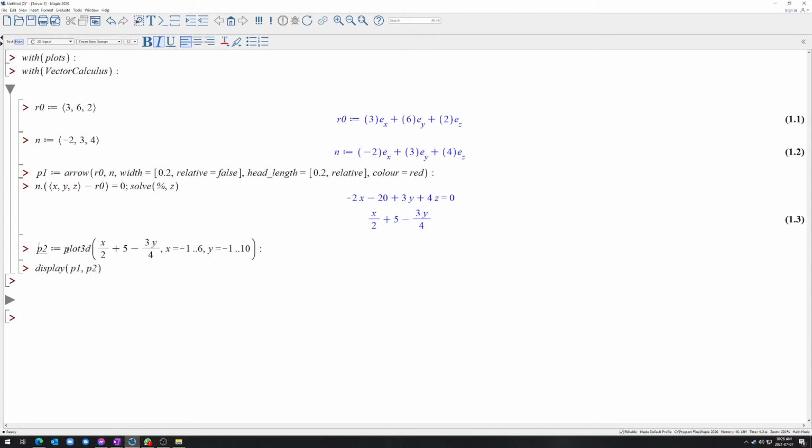Here we're going to use the plot3d command, and with that command we need to plot an equation of the form z equals a function. So here is that function for the plane, and we'll plot from x equal -1 to 6 and y from -1 to 10.